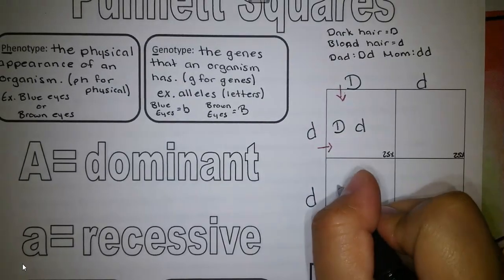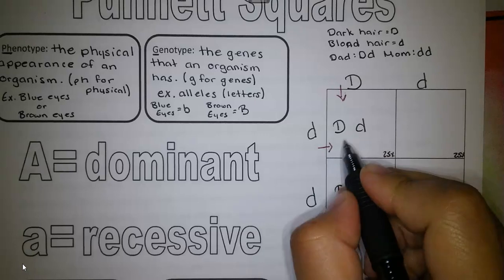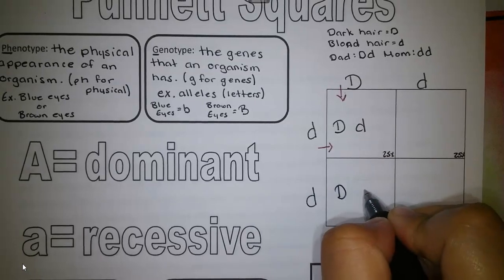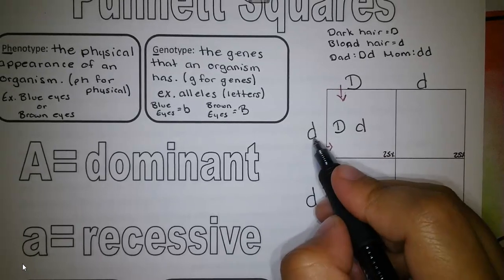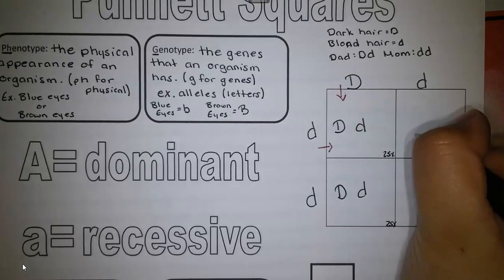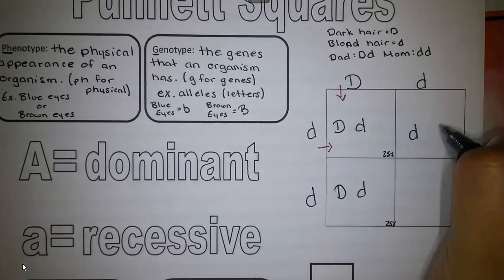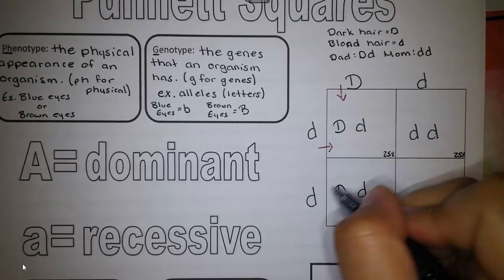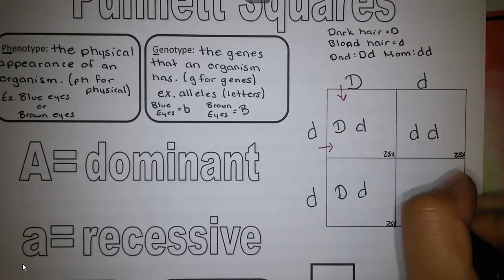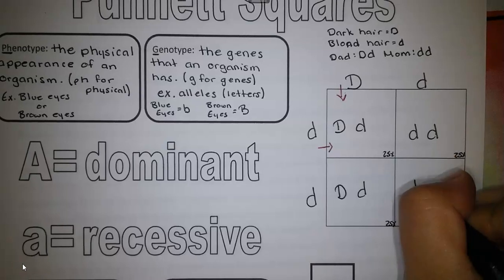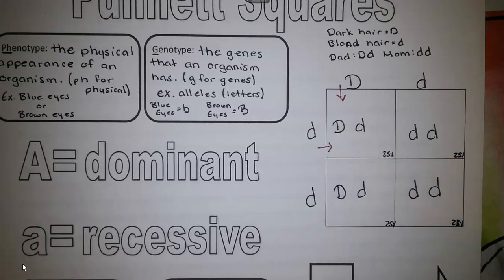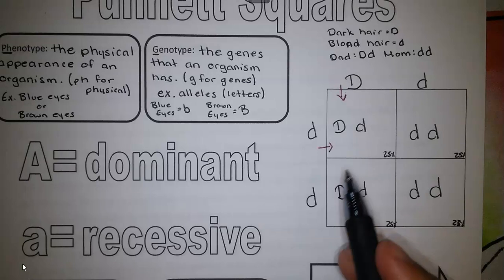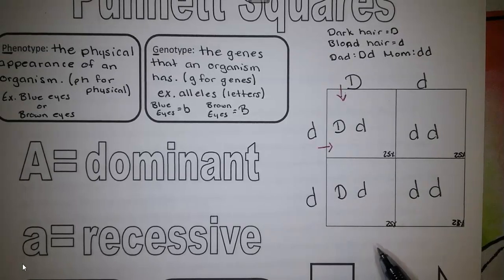Capital D, lowercase d. And then here we have a lowercase d and a lowercase d. Same thing with this one. Lowercase d and a lowercase d. So here you have completed your Punnett square.